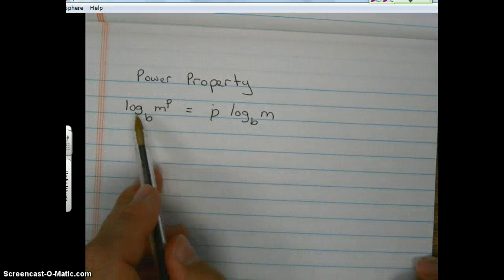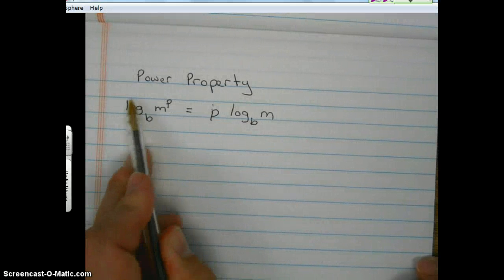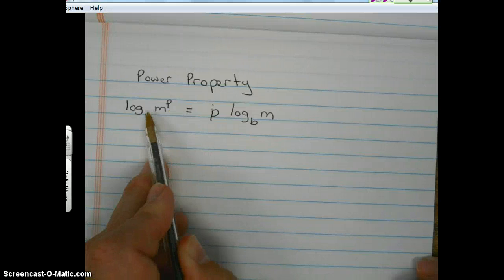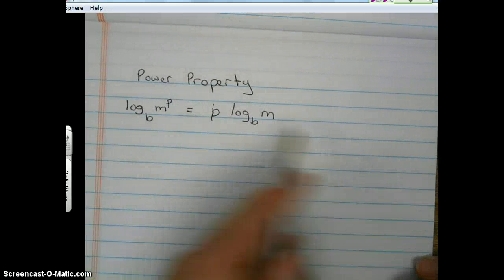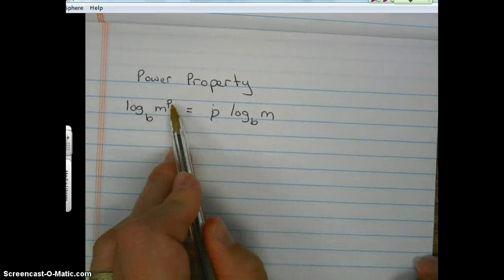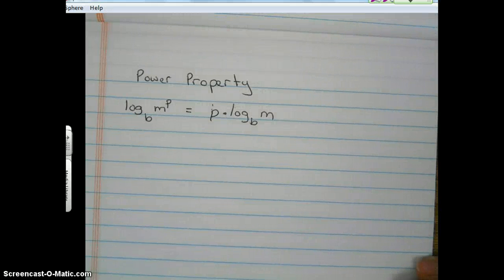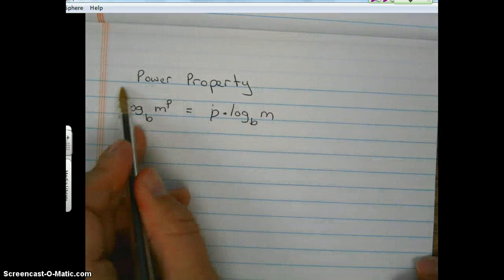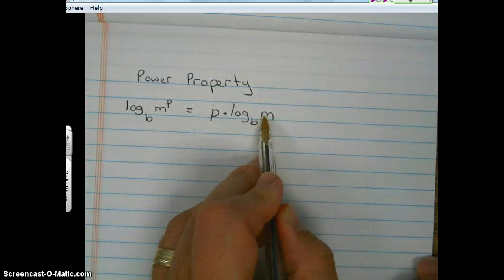Since what we have here is an exponent, our log is the exponent, right? And it's raised to an exponent. Remember the rule, when you have an exponent raised to an exponent, that's right, you multiply. So the p comes down in front and multiplies times the log base b of m.